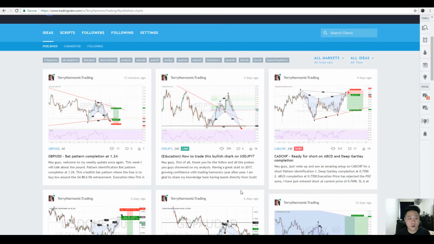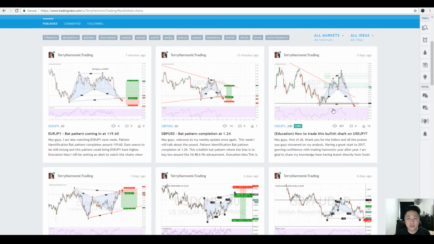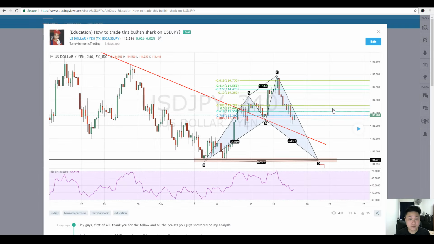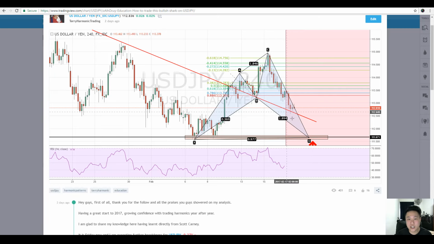Okay, so for the upcoming week I have a few ideas lining up. The first one is on dollar yen. What I see is that a bullish Shark is forming on dollar yen, and I expect the dollar yen to continue coming southwards towards 111.60, which is the zone where I will be interested to go long. Right now it has fallen a little bit, but it has yet to reach my entry zone. So I expect it to keep completing lower highs and lower lows until it comes to this zone here.